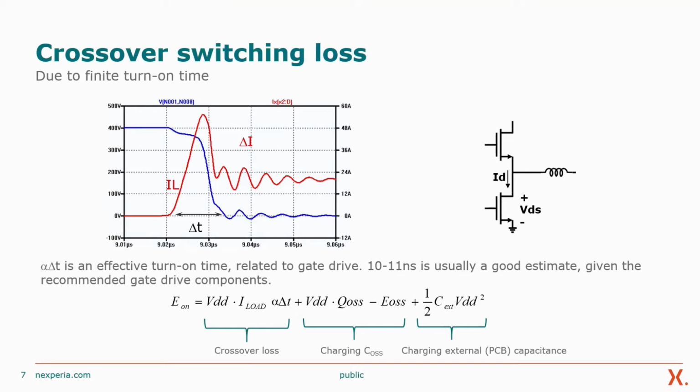The next two terms in this E on, the first one is charging COSS. That's what we just studied in the previous slide. And then finally, any external capacitance on the switching node. If there's printed circuit board capacitance that will be discharged, any winding capacitance in the inductive element, and that's simply 1/2 CV squared energy dissipated when we do the turn on.